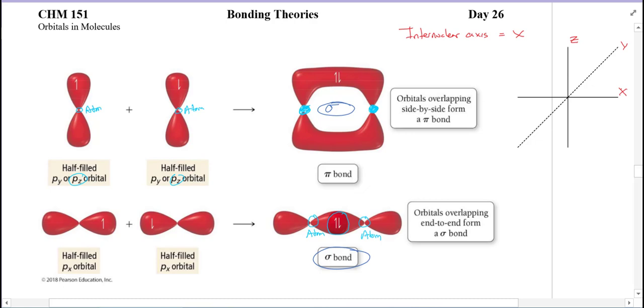If you notice the sigma bond right here, the sigma is right there between the two nuclei. And the pi bond, this weird looking shape, is above and below the plane. It could also be left and right. So if it was py and py, it would be left and right of the sigma bond instead of above and below. These things can rotate in space.